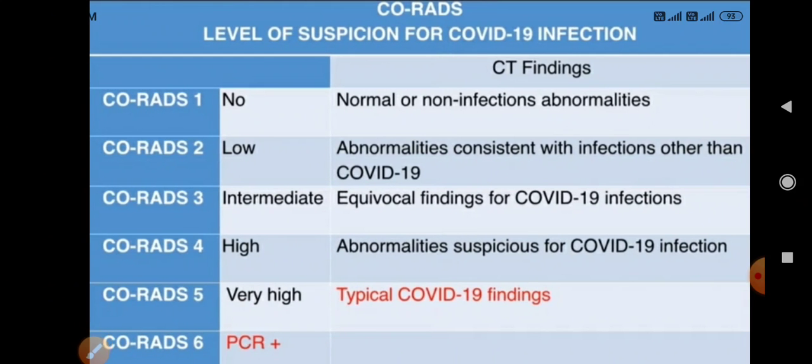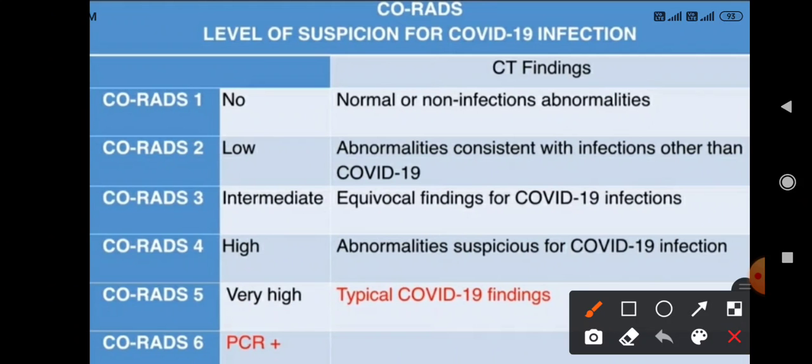Okay, let's begin. CO-RADS. What is CO-RADS? It's the level of suspicion for COVID-19 infection. CO-RADS 1 means normal or non-infectious abnormality. CO-RADS 2 means low, abnormality consistent with infection other than COVID-19. CO-RADS 3 indicates intermediate, equivocal findings for COVID-19 infection. CO-RADS 4 indicates high, abnormality suspicious for COVID-19 infection. CO-RADS 5 means very high, typical COVID-19 findings. CO-RADS 6 means PCR positive.